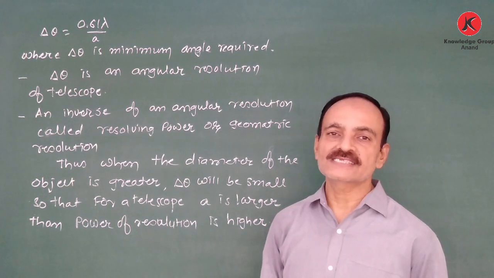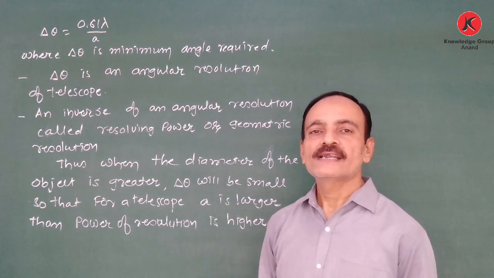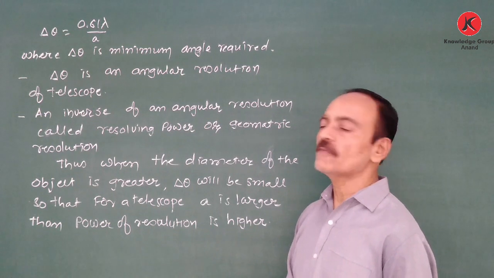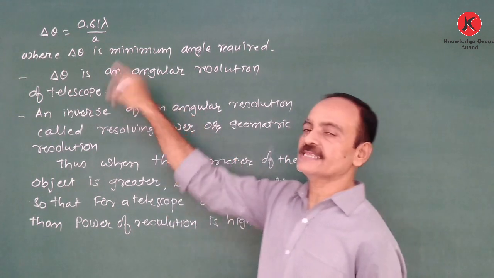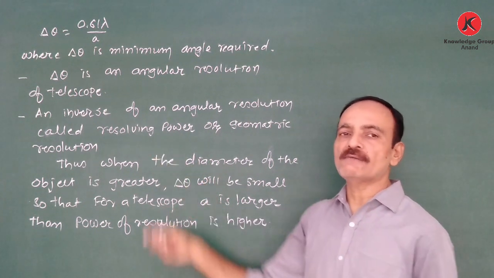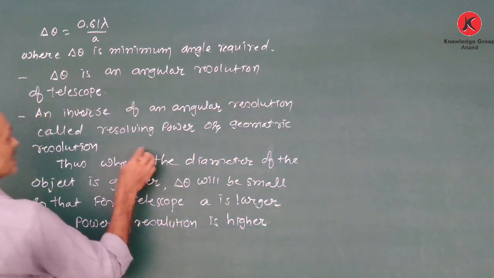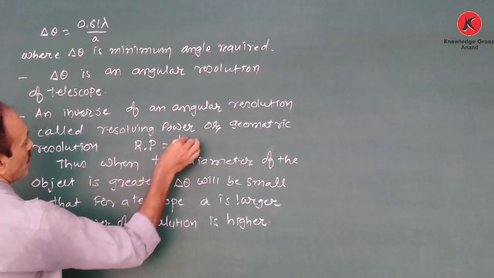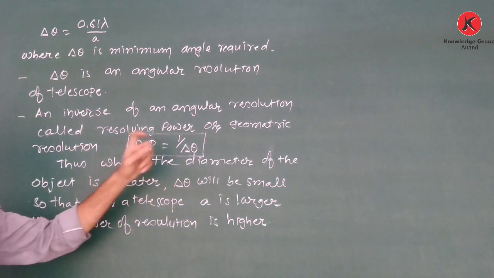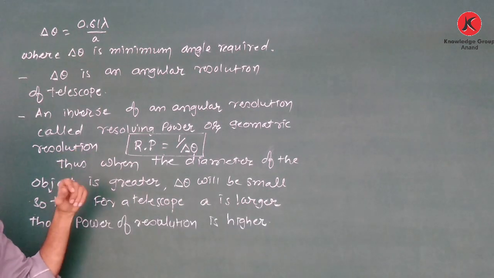Lambda is the wavelength of the incident light. Generally we are using white light, that means chromatic light. And A is the half diameter of a lens, that means the radius. Okay. Delta theta is the angular resolution of a telescope. Now, the inverse of the angular resolution is known as the resolving power or the geometric resolution of a telescope. So 1 upon delta theta is our resolving power, denoted as RP, equal to 1 upon delta theta. Inverse of angular resolution is known as resolving power, or the geometric resolution of a telescope.